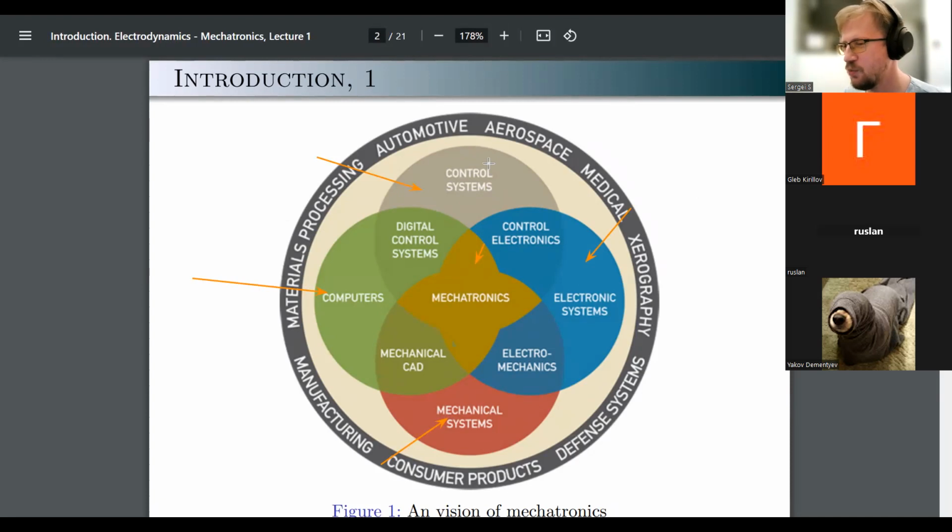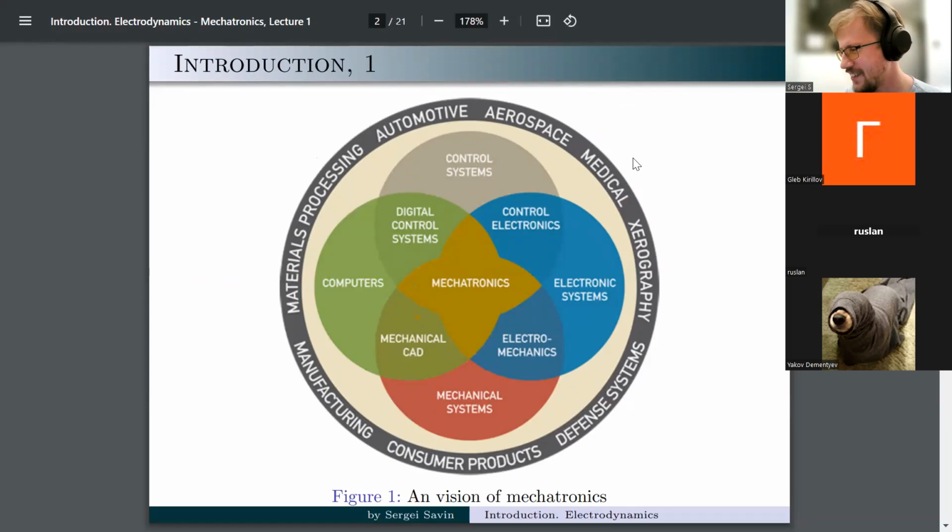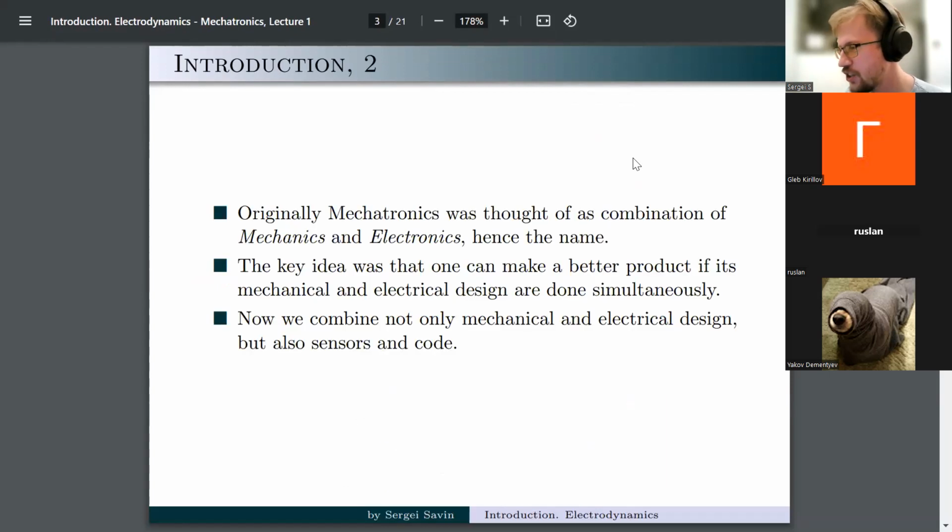Let's try to be a little bit more clear. So originally, mechatronics was thought of as a combination of two words, mechanics and electronics. So that's why mechatronics: mechanics, electronics.